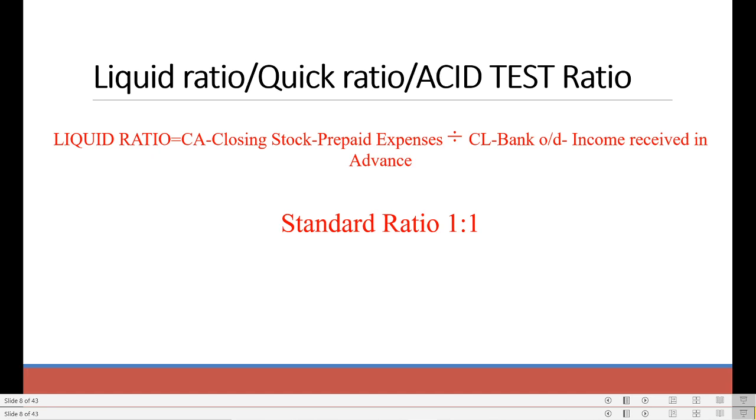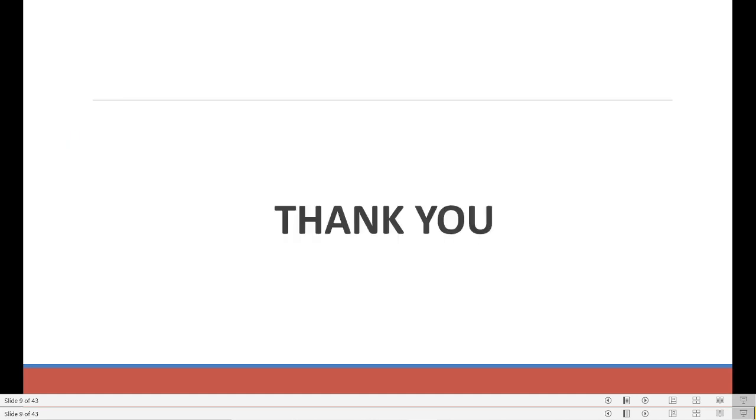The same goes for liabilities as well. Current liabilities minus bank overdraft minus income received in advance. These two are non-quick liabilities which will be deducted from current liabilities in order to get quick liabilities. So the final formula is quick assets upon quick liabilities. And the standard ratio for this, again one of the pure ratios, is 1 is to 1, meaning ideally the company should have liquid assets equal to liquid liabilities. That's it for the liquidity category.